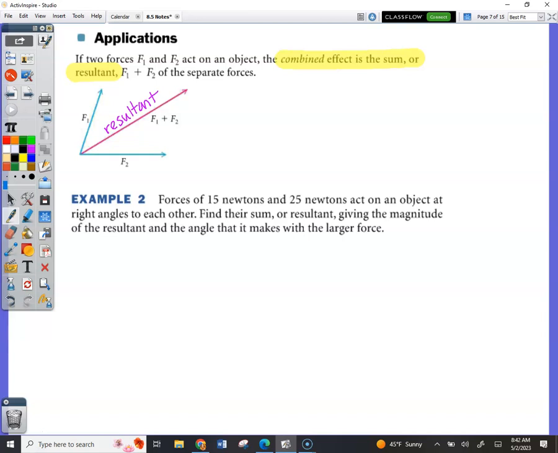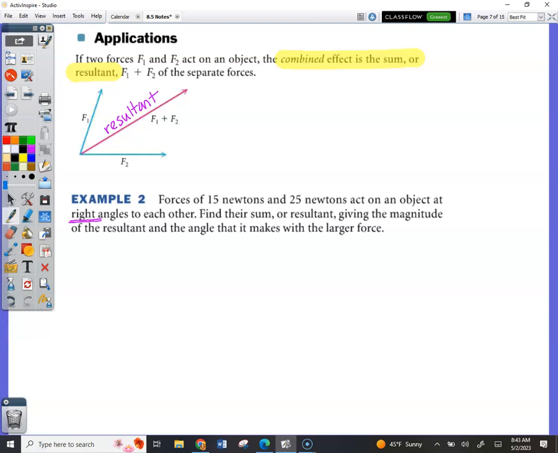Okay, so two forces act on an object, which means the resultant can be found by finding the sum. This is just a visual to give you an idea. Now, this is the actual example. Here's what it would look like in a word problem. Forces of 15 newtons and 25 newtons act on an object at right angles to each other. This is really important that you pick up on this right here. They are telling you, instead of a parallelogram, we have a right angle, which means we're dealing with a rectangle.